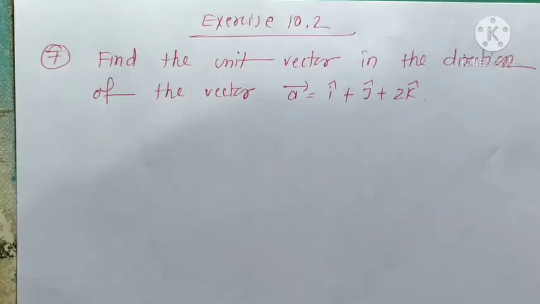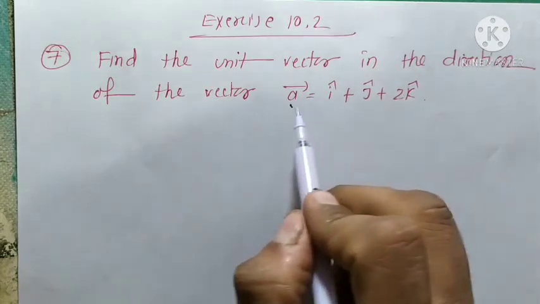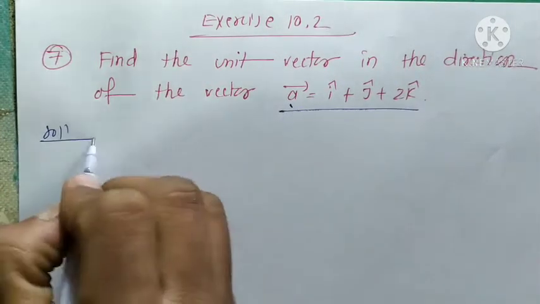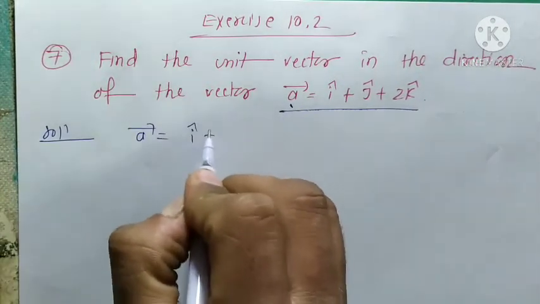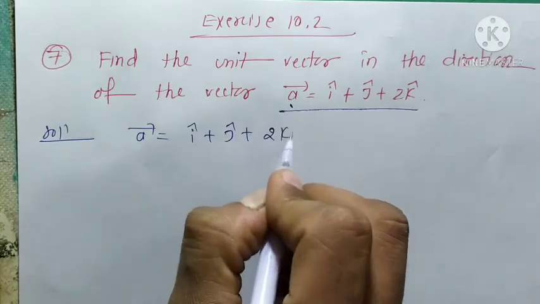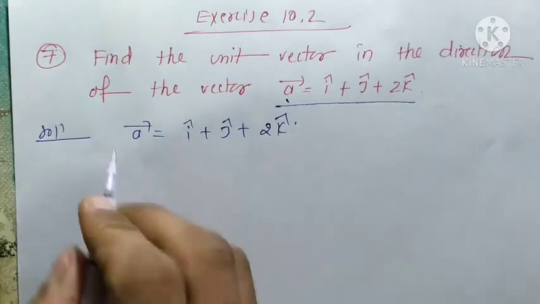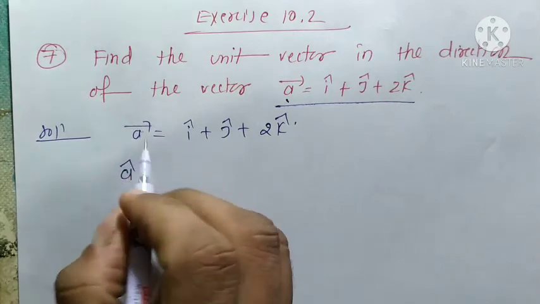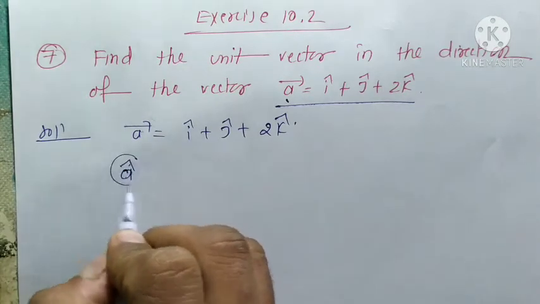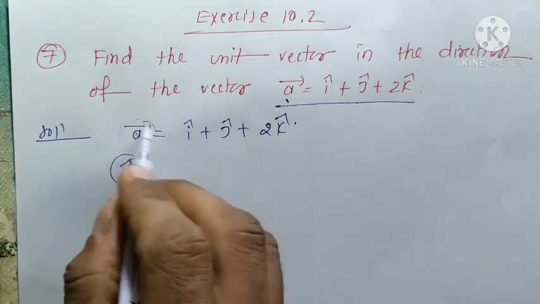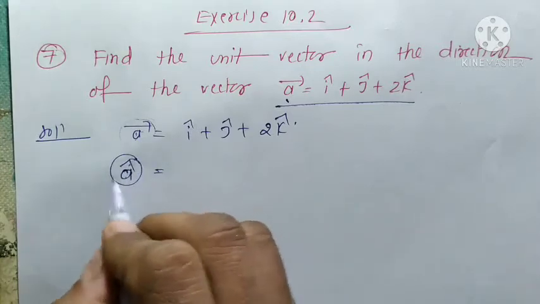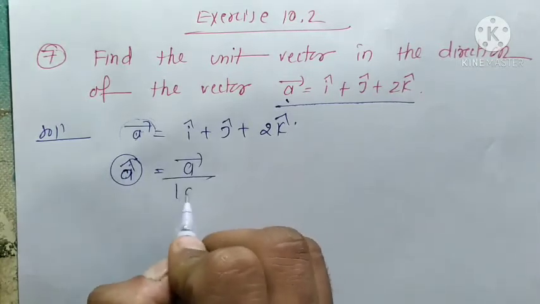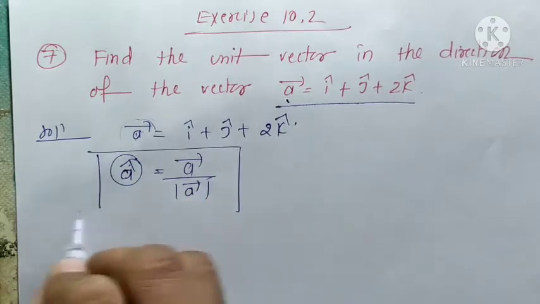So today I am going to discuss the rest of the questions in the exercise problems in the vector algebra chapter. Here is our first problem. Find the unit vector in the direction of the vector A. Vector A is given here: A is equal to i plus j plus 2k. We have to find the unit vector of this vector A, and A cap represents the unit vector of this vector. The formula of the unit vector is vector A upon the magnitude of vector A.